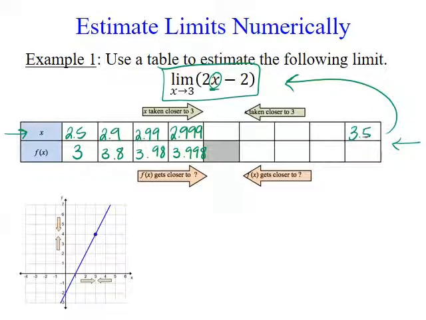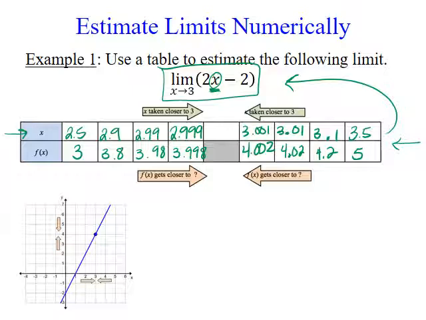Let's start off with an x value of 3.5. If I plug 3.5 into this function, I get 5. Let's plug in 3.1. Oh, sorry, I apologize. If I plug in 3.1, I get 4.2. Let's plug in 3.01, which gives 4.02, and if I plug in 3.001, then I have 4.002 as the output.